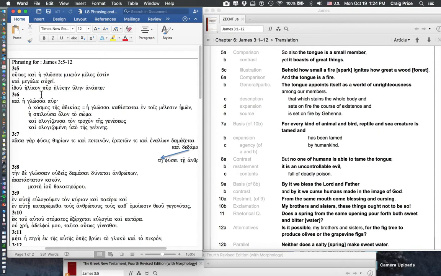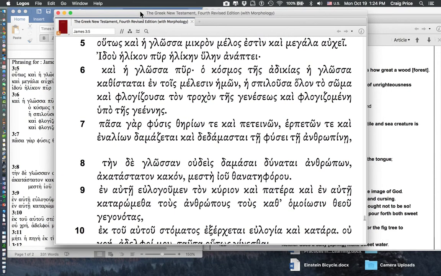Then in the next verse, this is tough. Behold, helikan pur, small fire, helicane, hulain, large forest, can set ablaze or set afire. Now, you say, wait a minute, those are the same words. How can they have opposite meaning? So let me show you how that's working.